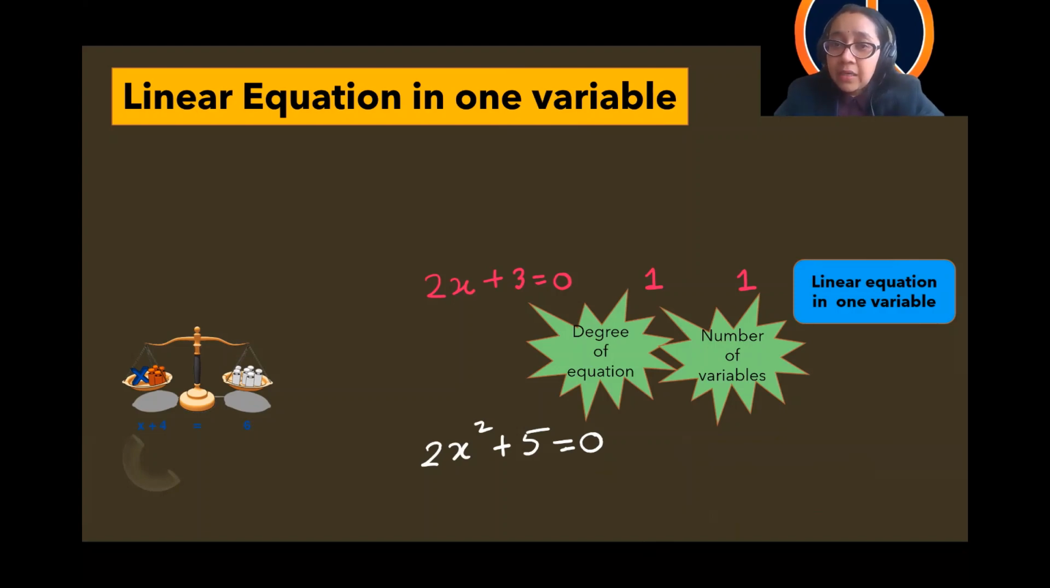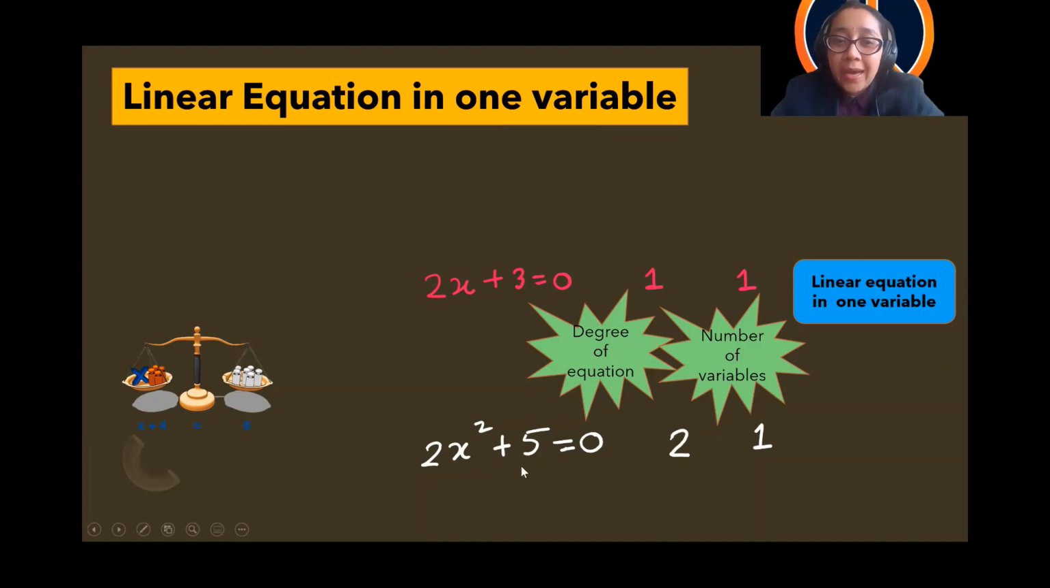What is the degree of this equation? What is the power of the variable? Highest power, it is 2. You are correct, it is 2. And what is the number of variables? It is 1. Only x is there. No other unknown quantities are there. So, can you predict it? Is it a linear equation in one variable? Can you write me the answer in the chat?